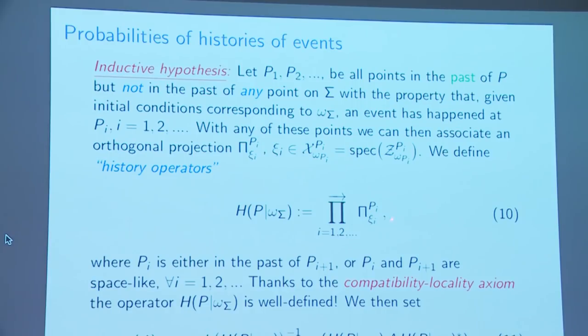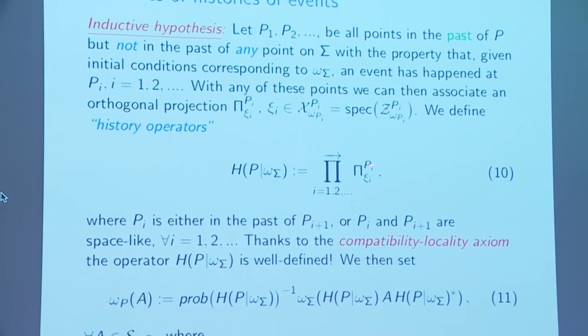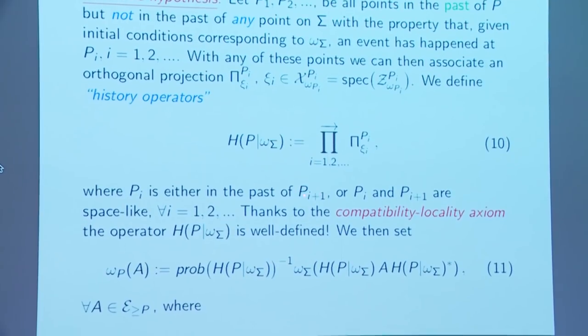Well, if pi is in the past of pi plus 1, then in fact pi pi will stand to the left of pi pi plus 1. But if they are space-like separated, the order doesn't matter because they commute. So this shows that this ordered product is totally unambiguously defined. It's a time-ordered product? Yeah. Right.